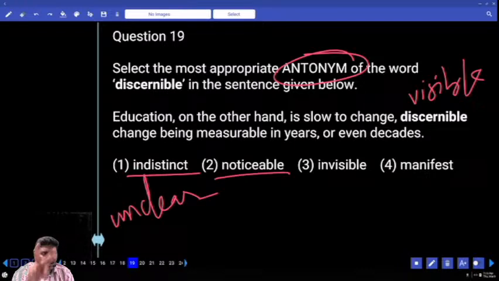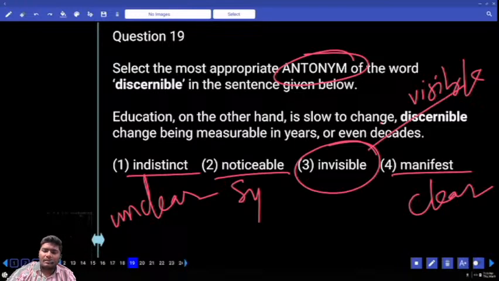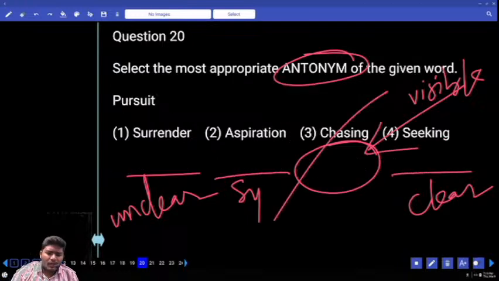Noticeable in the sense anything that is very visible, comes with a synonym. Manifestation is also anything that is very clear. Manifest is also clear, anything that is very visible. What else is given here? Invisible. Visible, invisible, both of them are opposite to each other. Answer comes with 3.